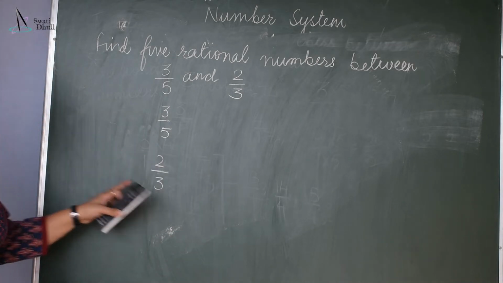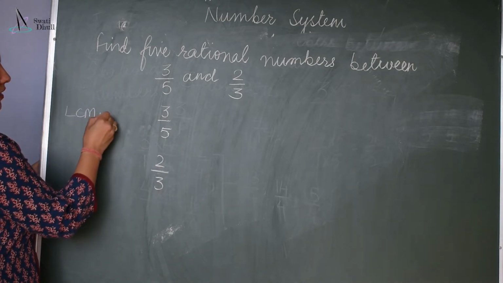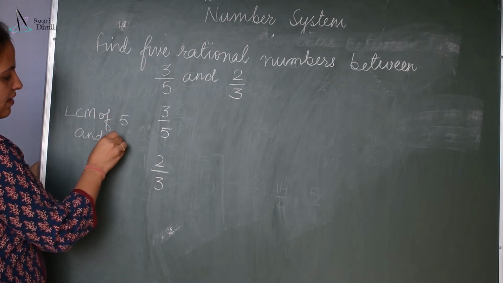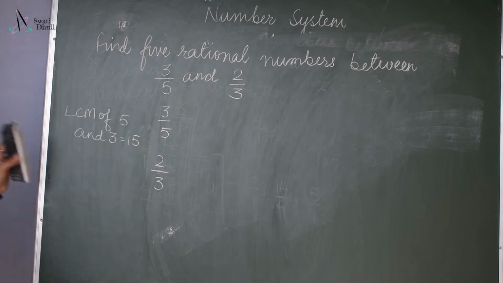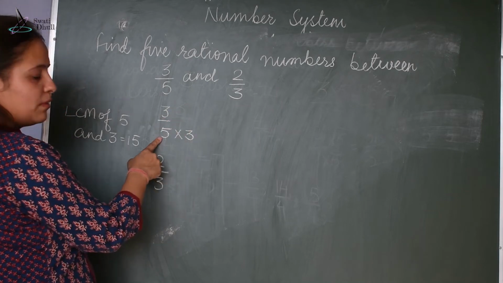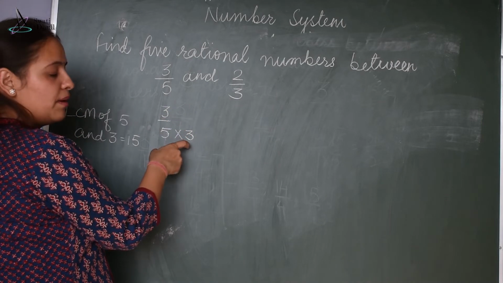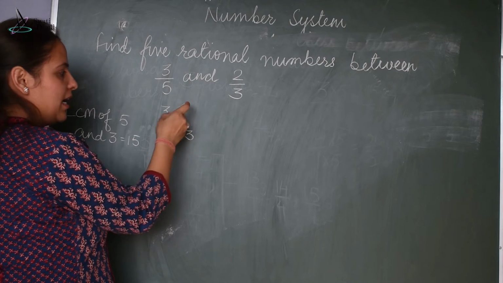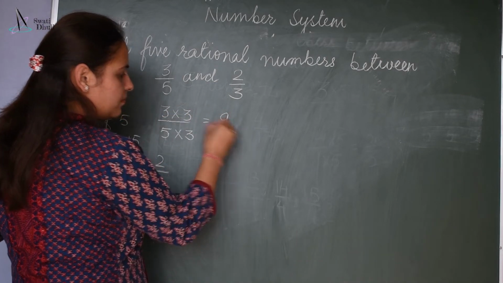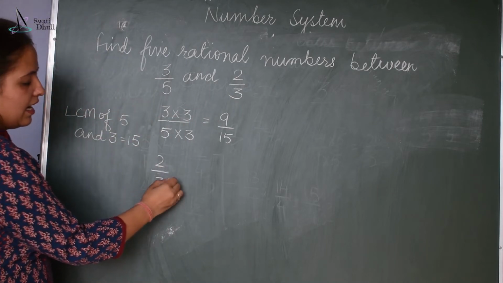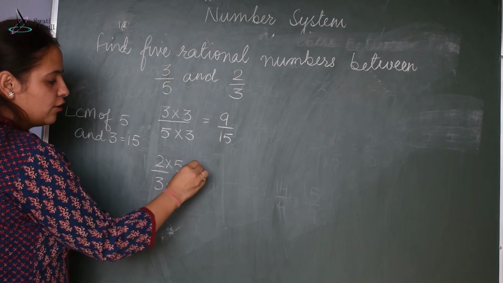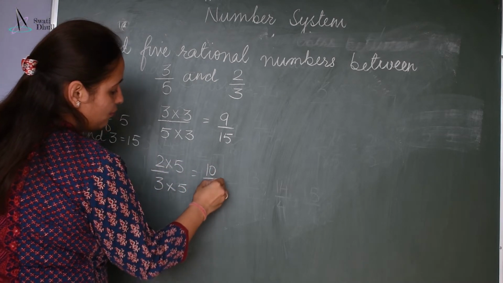The denominators are 5 and 3, so the LCM of 5 and 3 is 15. To make the denominator the same, I have to multiply 5 by 3. If I am multiplying the denominator, I have to multiply the numerator also. So what I am getting is 9 by 15. Similarly, I have to make the denominator 3 into 5, so I have to multiply the numerator also. So I'm getting 10 by 15.